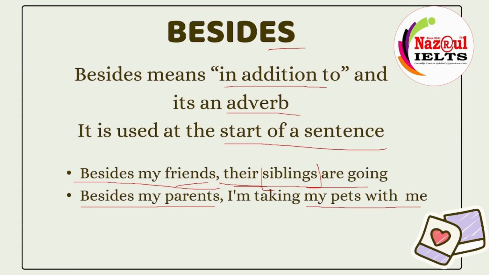In addition to my parents, I'm taking my pets with me. আমার প্যারেন্টসের পাশাপাশি বা আমার প্যারেন্টসের সাথে I'm also taking my pets. আমি আমার পোষা অ্যানিমালসগুলোকে নিয়ে যাচ্ছি. So this is an adverb which means in addition to and it's used at the start of a sentence.